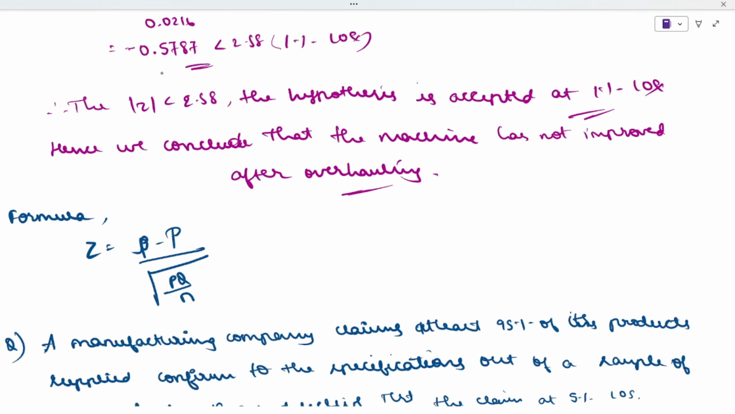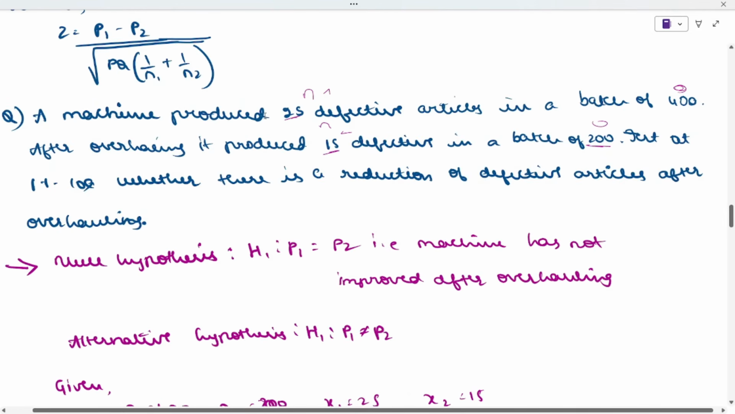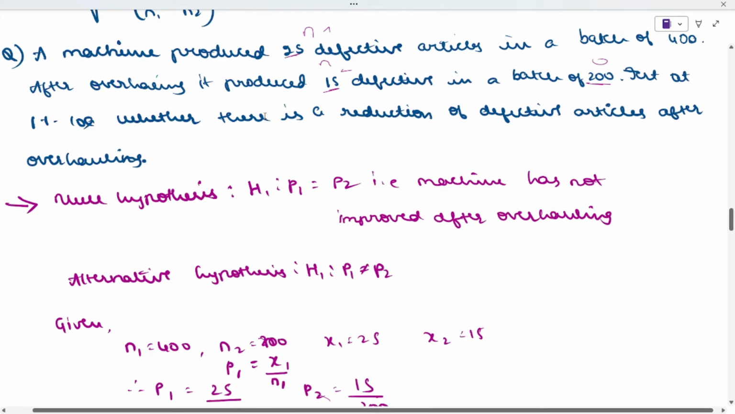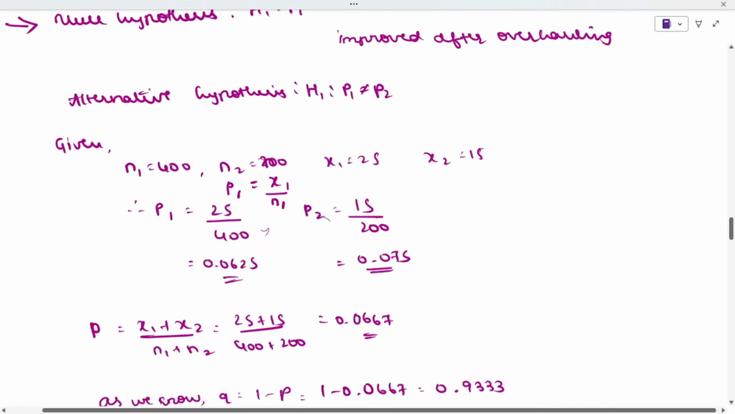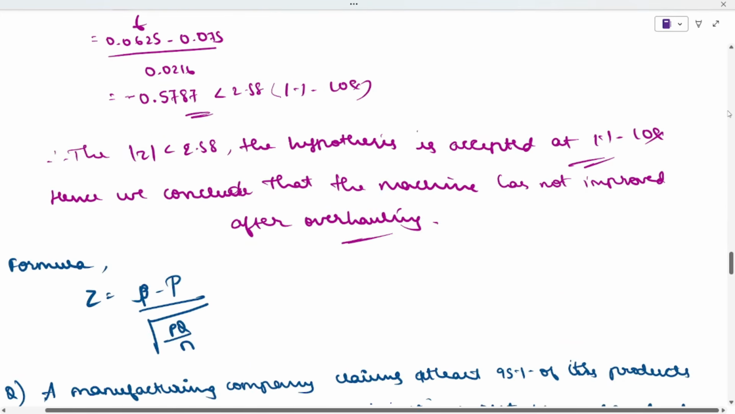Now the Z value is what? Minus 0.5787. That is less, so it is accepted at 1% LOS. So we can conclude that the machine has not improved after overhauling. They have asked, is there a reduction of defectives after overhauling? As it is accepted, there is no reduction in defectives after overhauling. It is not improved.